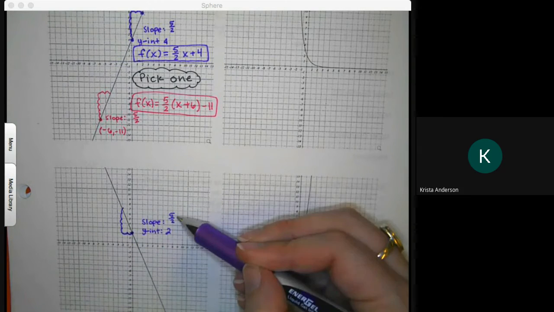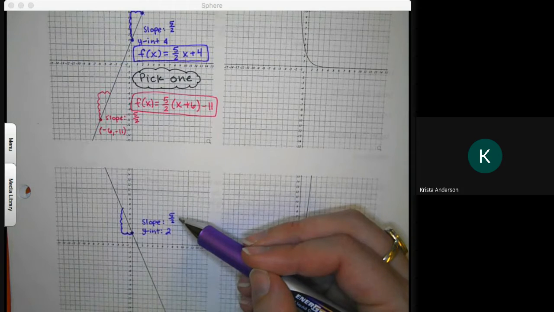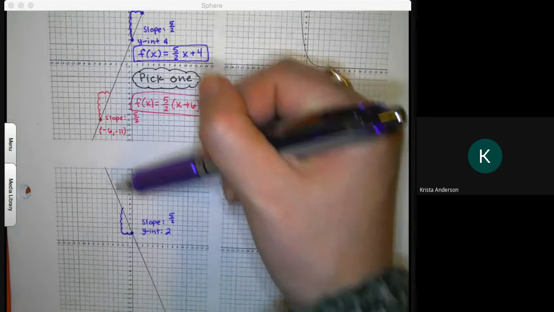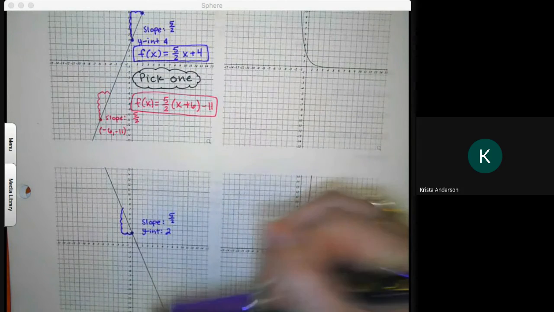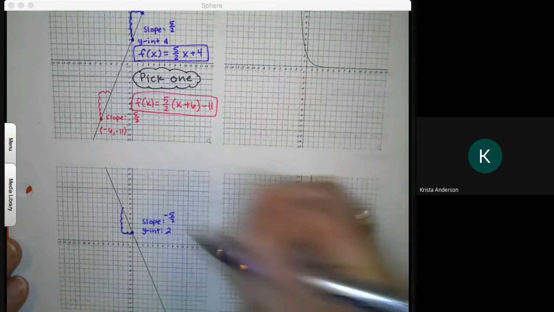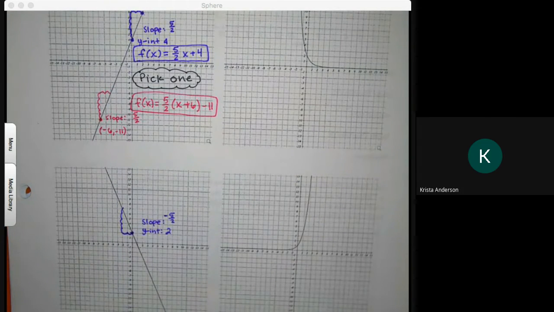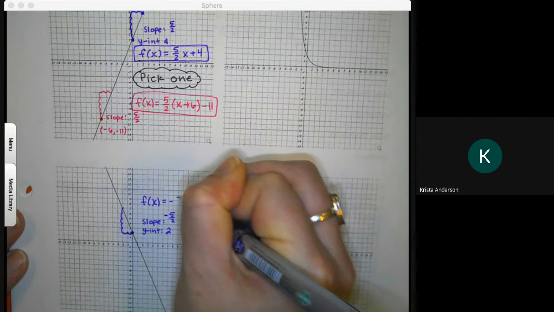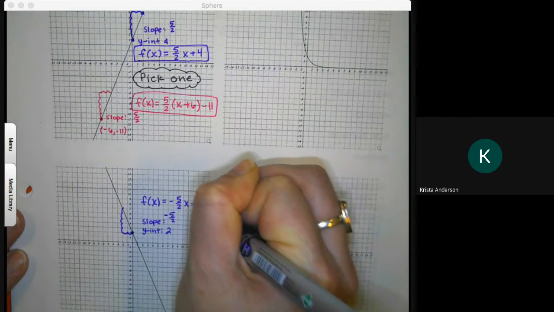But this would be marked incorrect. Does anybody know why 5/2 would be marked incorrect? Why? In negative. Yes. So line's going down. I should mark it negative. Good job. Which means f of x equals -5/2x plus 2.